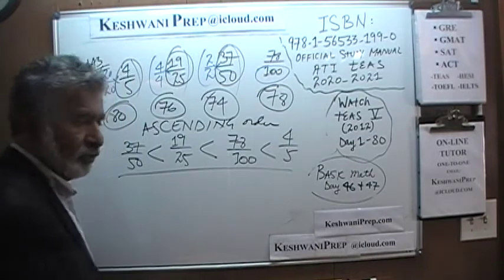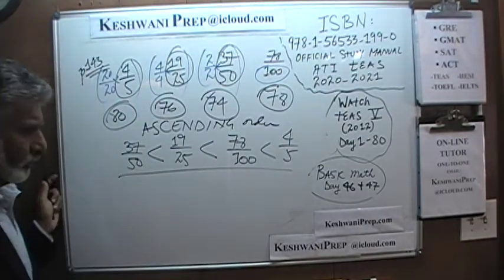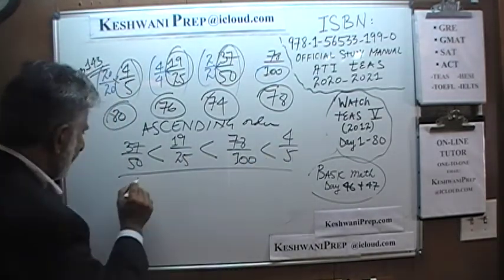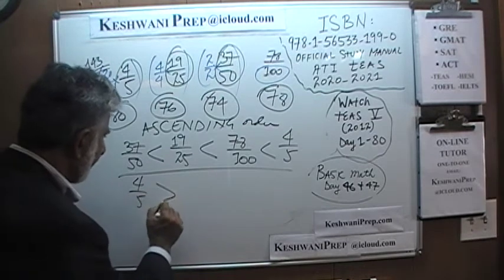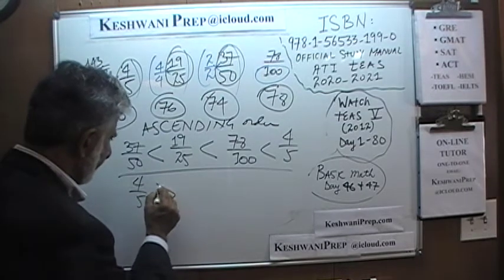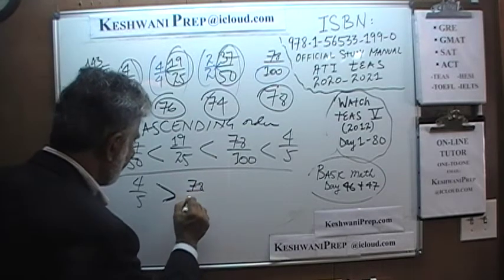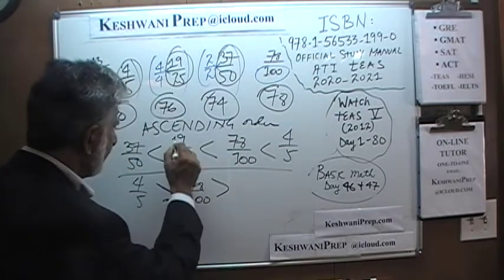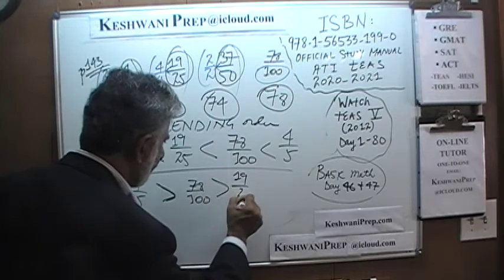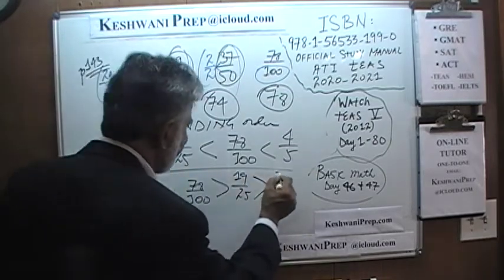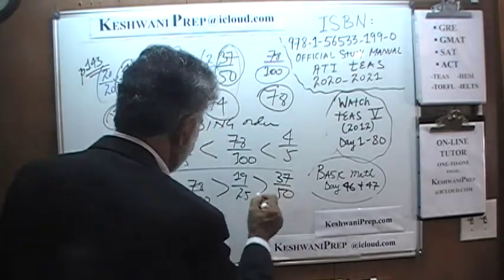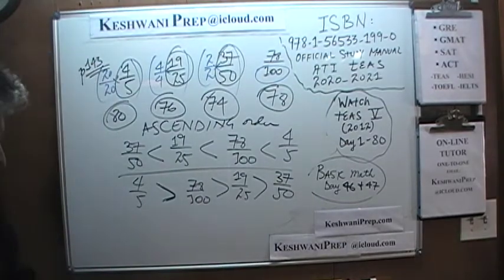If they ask us to arrange them in descending order, in decreasing order, you just do the other way around. You start from here. 4/5 is greater than 78 over 100, which in turn is greater than 19 over 25, which in turn is greater than 37 over 50. There you go. That's all it is.